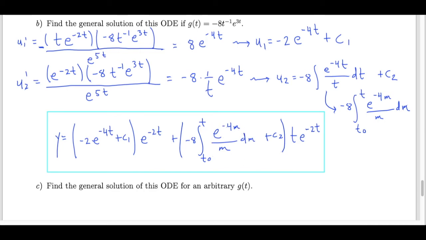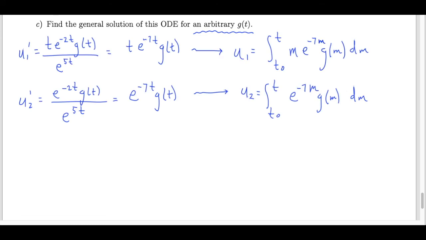And actually, while this seems like a sort of drawback that we've ended up with an expression that involves an integral we don't know how to evaluate, in a certain sense, this is the real strength of this method, variation of parameters. To demonstrate that, let's take a look at part C. In part C, I now want to solve the differential equation for an arbitrary g of t. I'm not going to specify a specific function for g of t. Let's see what that looks like.